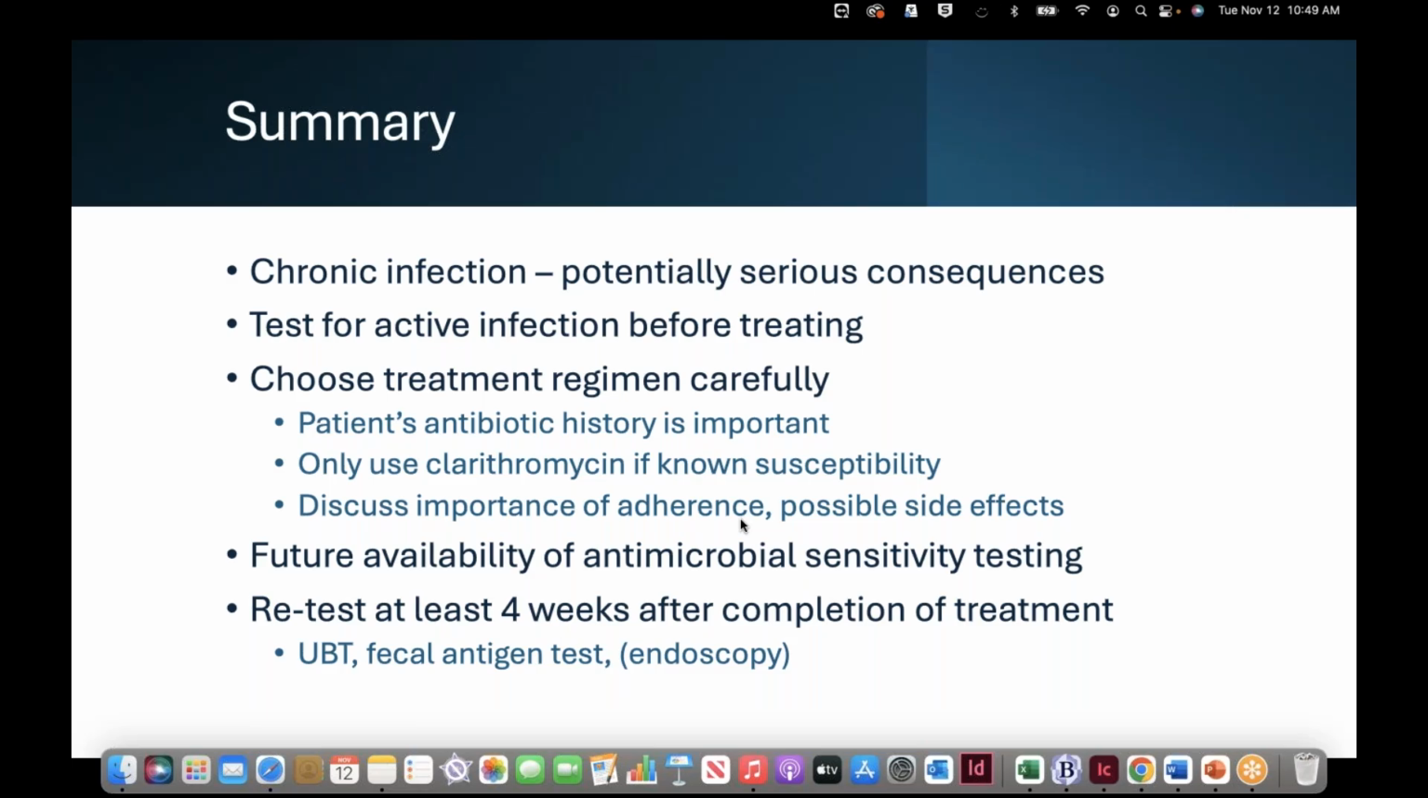No, there's no algorithm. But I would say someone who's living with other adult members, once the index case has been identified, then the other adult members in that family should be tested and treated if positive. We're talking about adults. Children is a little different.